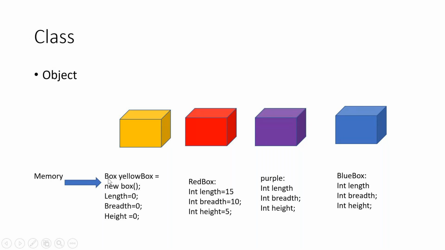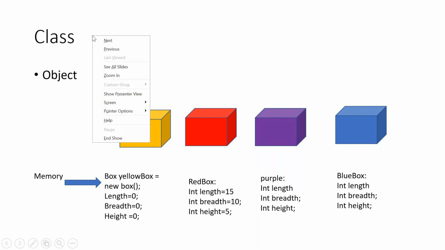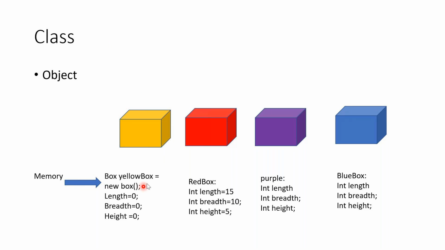When I say Box yellowBox equal to new Box, what will happen is it will create a place in my memory, and it will create some values like length, breadth and height. As I specify the data type of length, breadth and height in the class definition as integer, it is going to add the default value as 0. So this we already discussed in the array concept also.